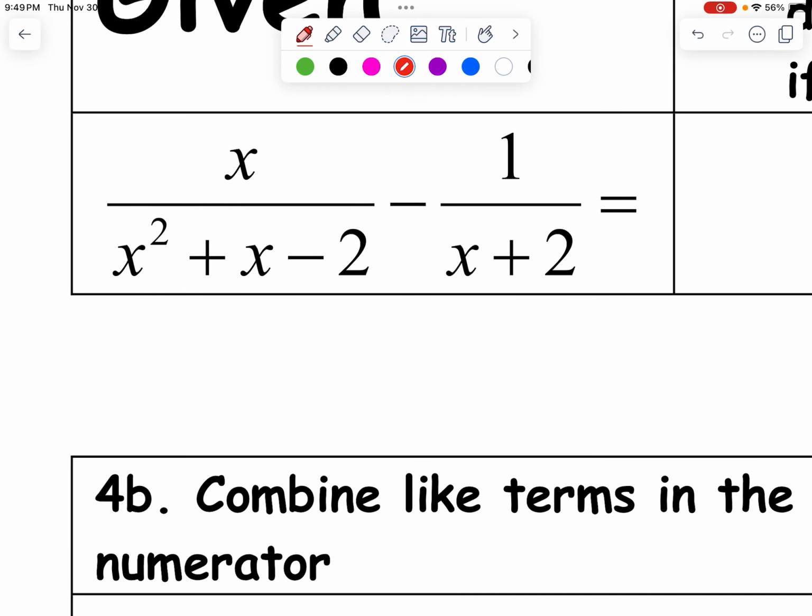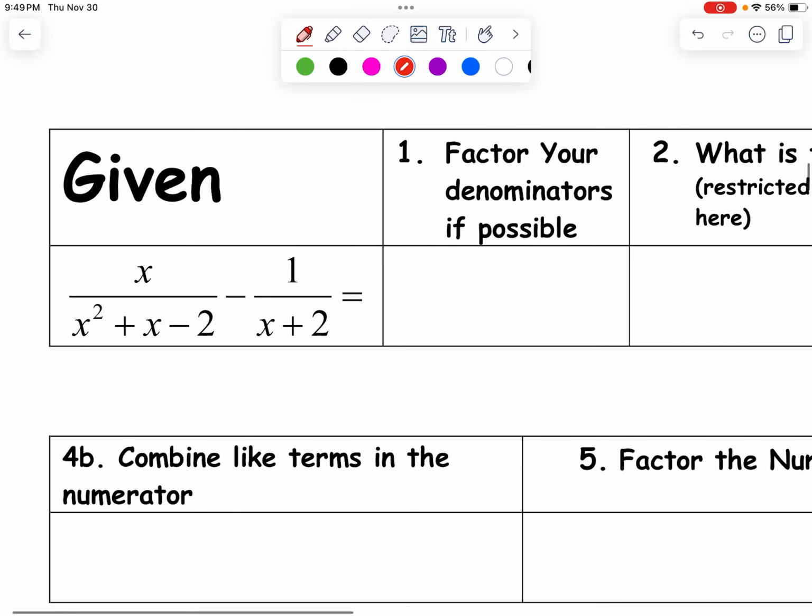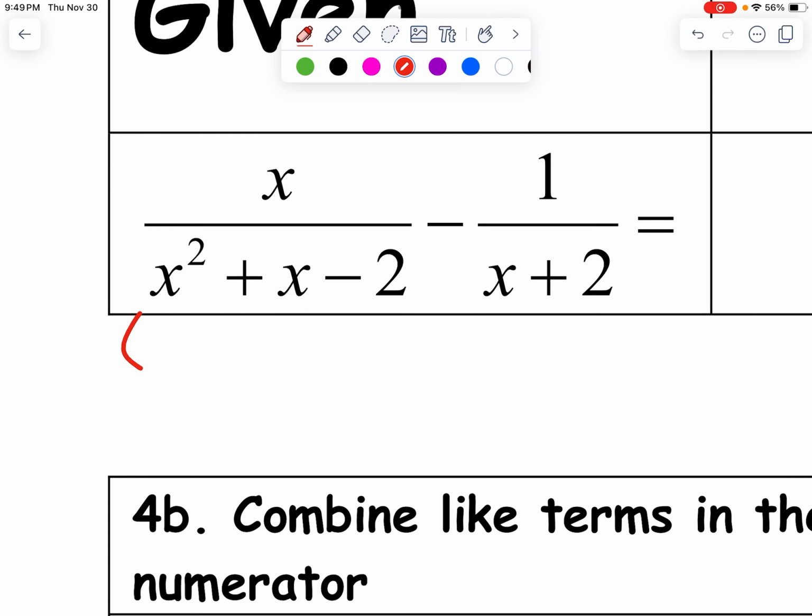Does that factor, the first denominator? Yeah. Because I'm doing this step 1. Well, how does it factor? X plus 2, x minus 1. Which is what type of skill? Algebra 1 skill. That is correct.